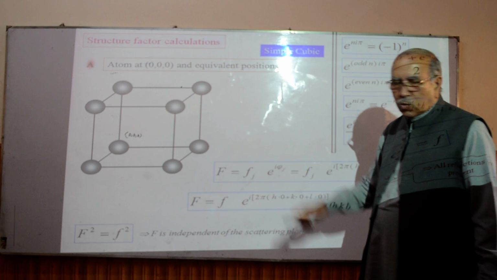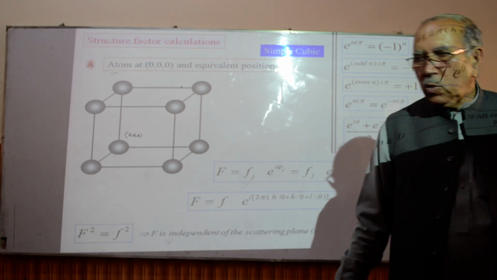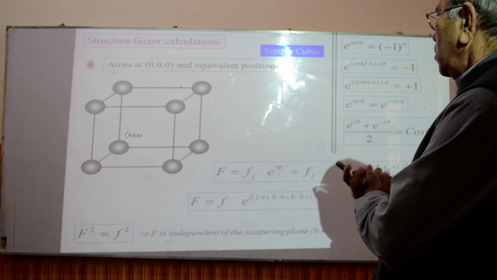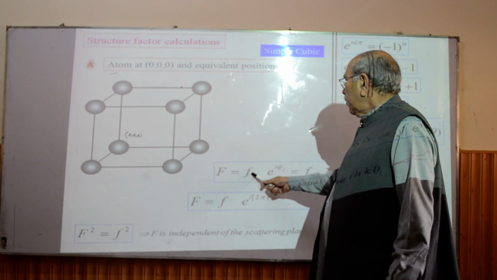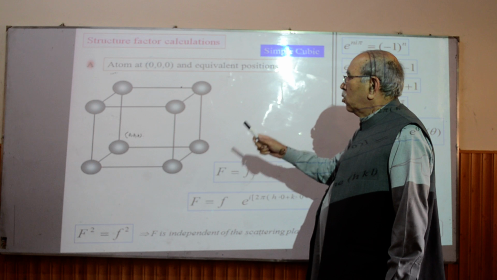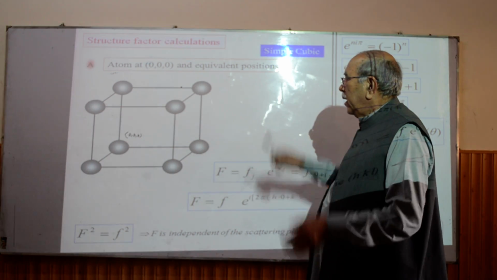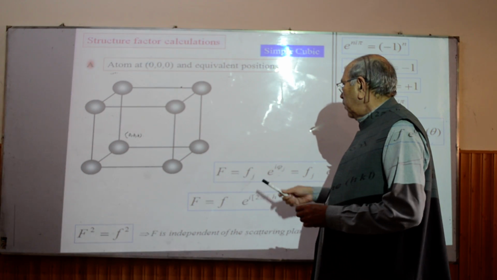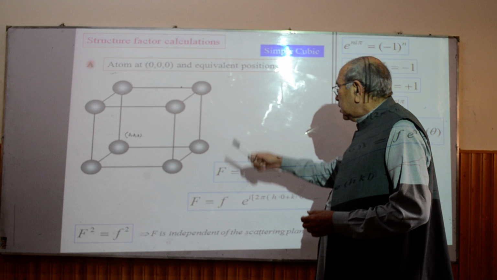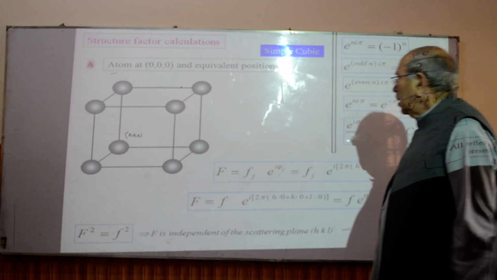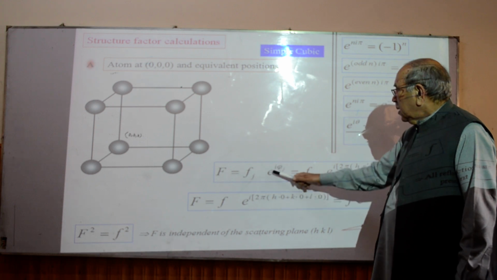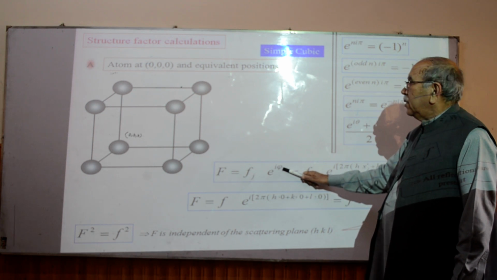For example, if I use sodium, sodium has only 11 electrons, it will have a smaller value of F. And if I take gold, it has 79 electrons, so it will have a bigger value of F. So this F depends on what type of atom is present. Now, this factor defines where the atoms are present.